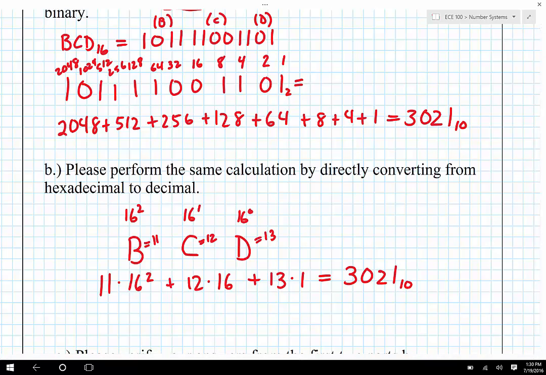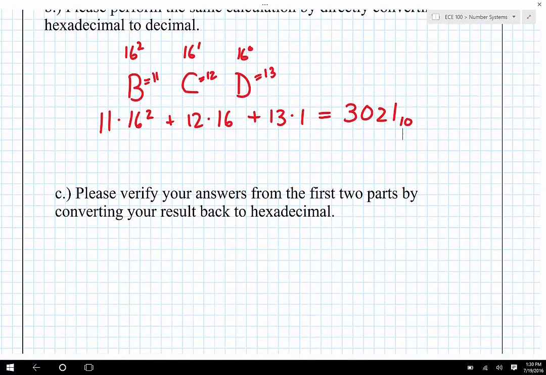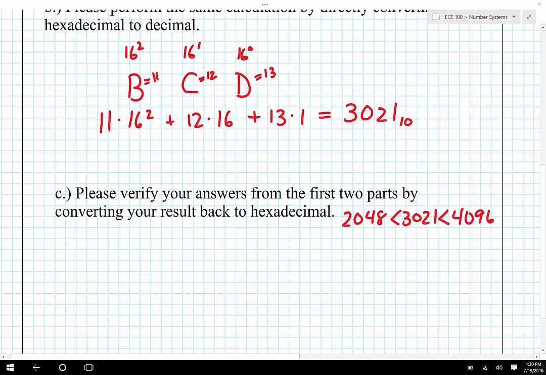Let's see if we can go backwards now from the 3021 back to the BCD. This is the trickiest one of them. But in this case, we're going to know that we need to convert a number 3021. 3021 is going to be greater than 2048, but less than 4096. And this would correspond to 12 bits, or 3 hex digits. Now, of course, we know that it's 3 hex digits. We know that it's BCD, but we wouldn't have known that beforehand otherwise, so I'm not allowing us to cheat.